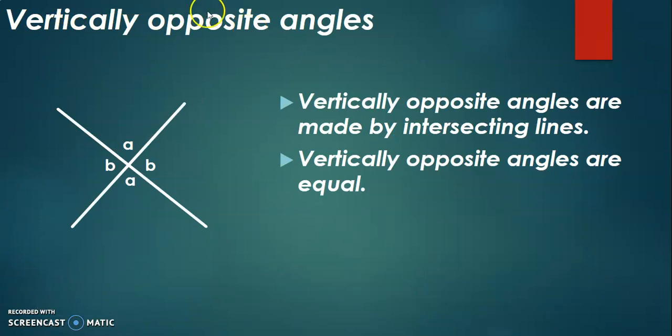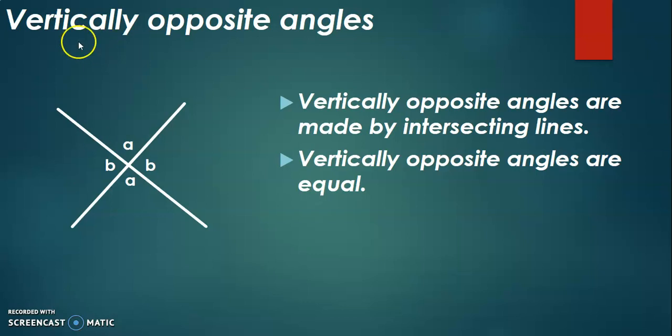So now, these are vertically opposite angles. There are two things that you need to know. Vertically opposite angles are made by intersecting lines. So that means that there are two lines that need to go across each other, and then the angles that are formed by those two lines would be vertically opposite angles, and they are equal.